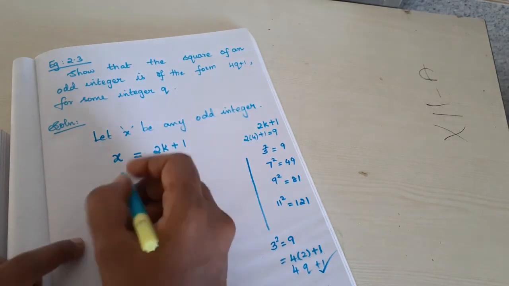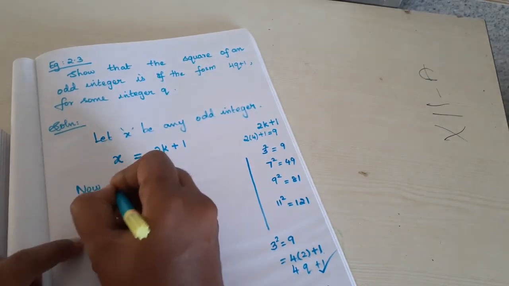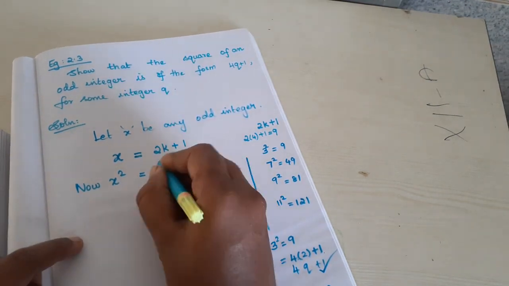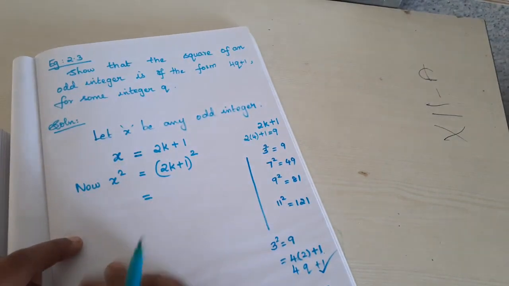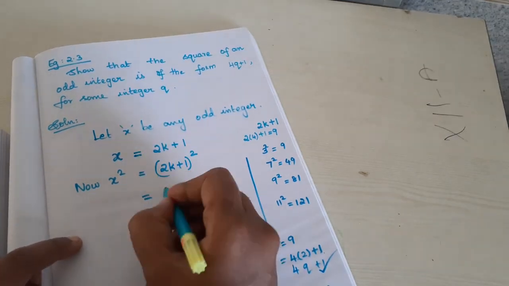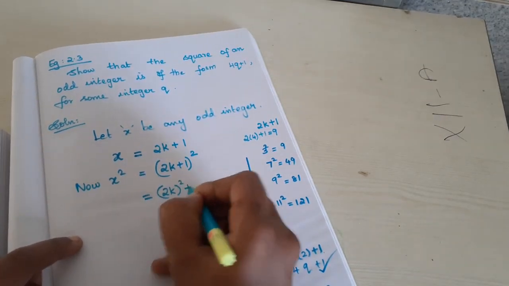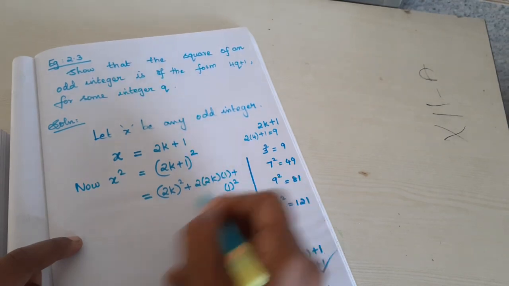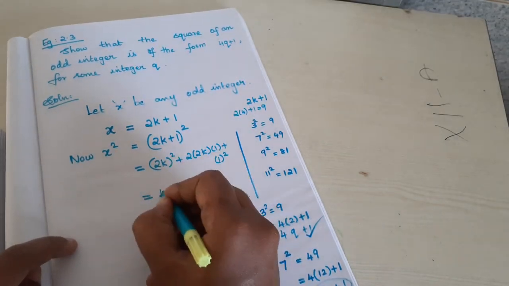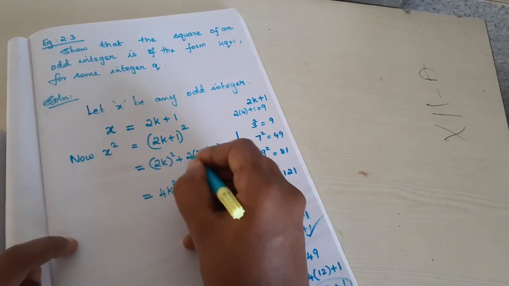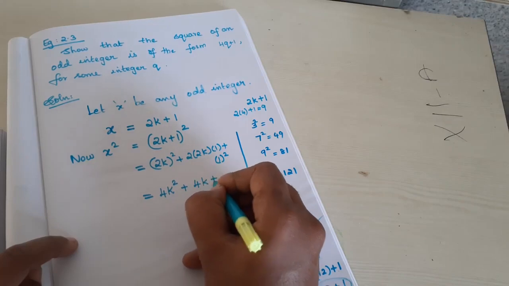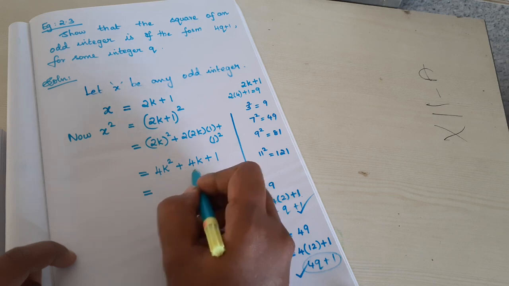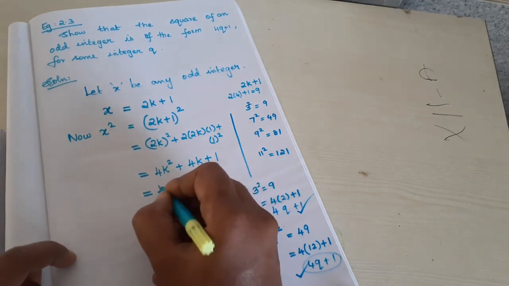We took an odd integer, and we need to take the square. So now x square is equal to 2k plus 1 the whole square. This is the formula, (a plus b) the whole square: a square plus 2ab plus b square, which is equal to 2 square is 4, k square is k square, plus 2 2s are 4k, plus 1. Among the first two terms, what is common? 4k is common.